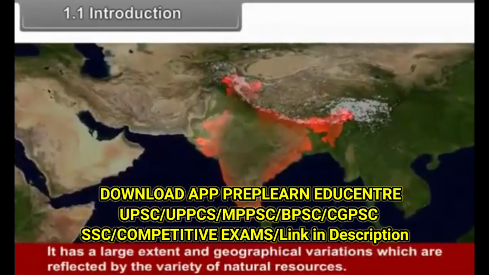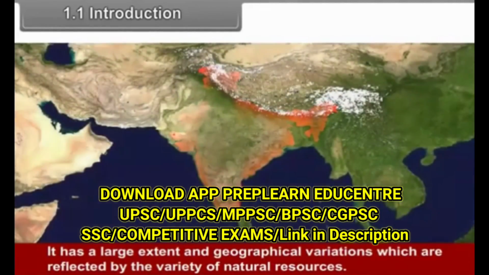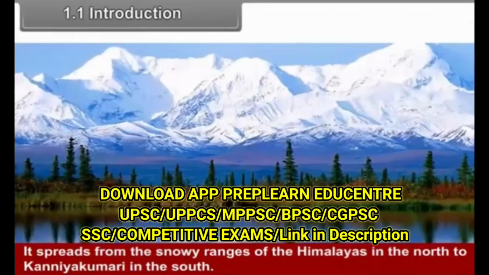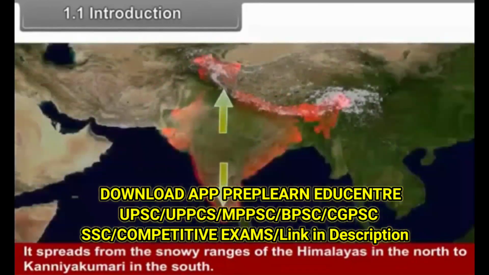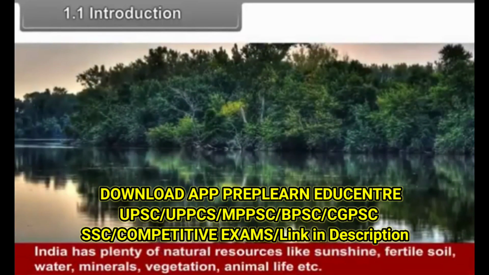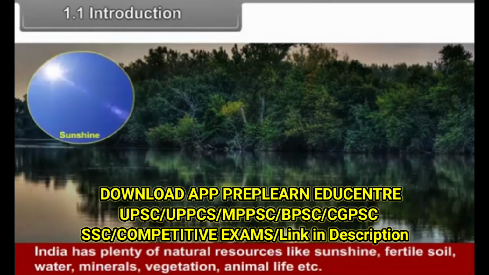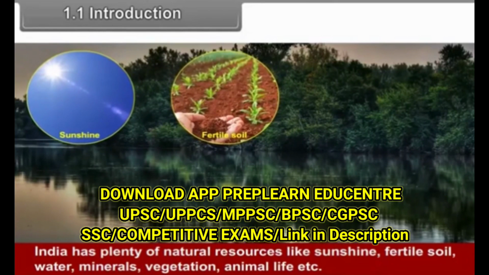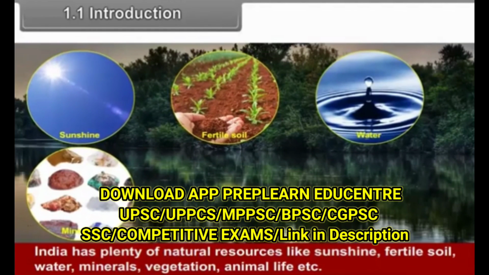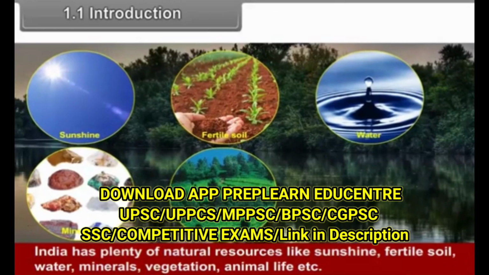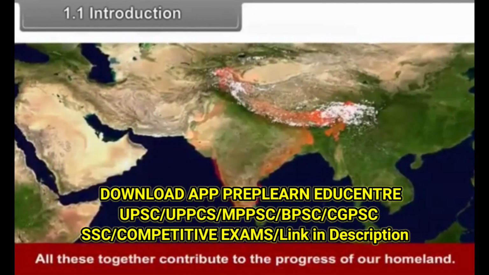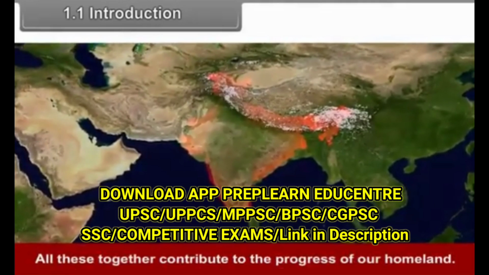India is a land of great diversity. It has a large extent and geographical variations which are reflected by the variety of natural resources. It spreads from the snowy ranges of Himalayas in the north to Kanyakumari in the south. India has plenty of natural resources like sunshine, fertile soil, water, minerals, vegetation, animal life, etc. All these together contribute to the progress of our homeland.